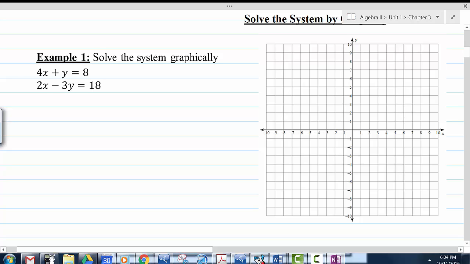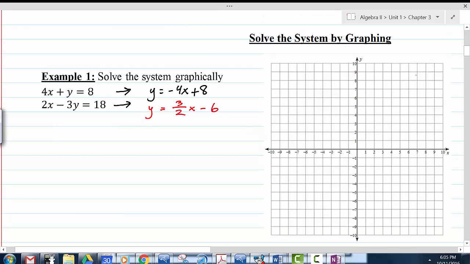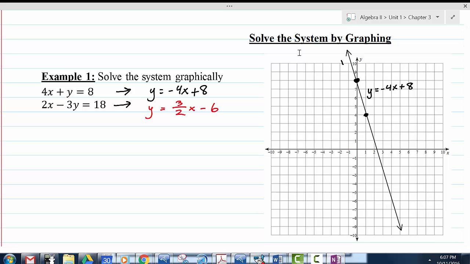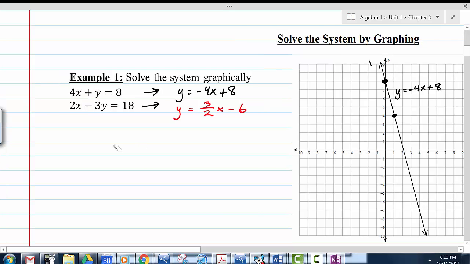Let's actually just do both of them real quick. Let me put them in slope-intercept form first. Okay, took care of that. So now let's graph y equals -4x plus 8. Y-intercept being 8, and the slope being -4, so I'm going to go down 4 over 1. And let's draw that line. So I graphed y equals -4x plus 8, and you have that line. I want to make this line nice and long, just to see where this is going to intersect. So let's graph the line y equals 3/2 x minus 6 now.